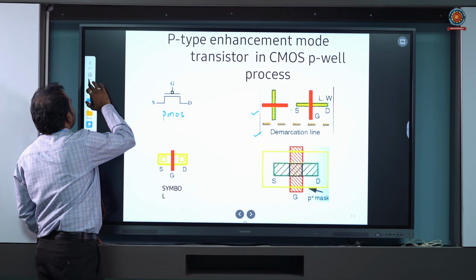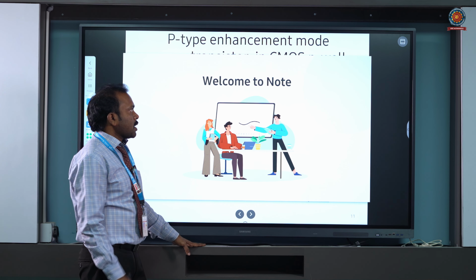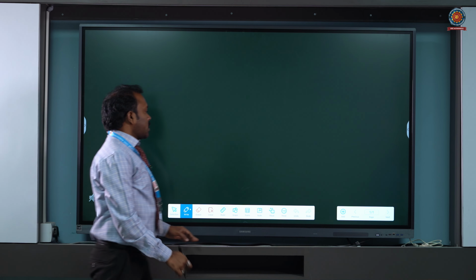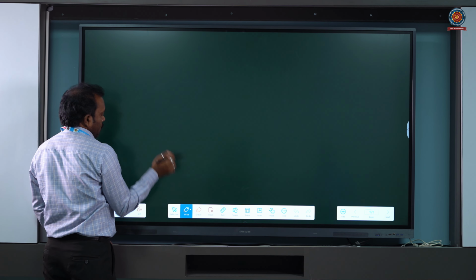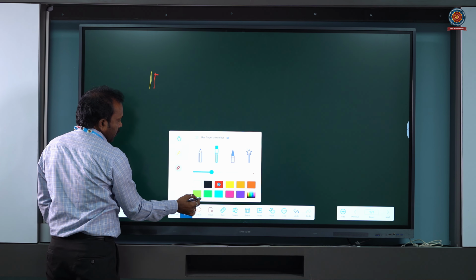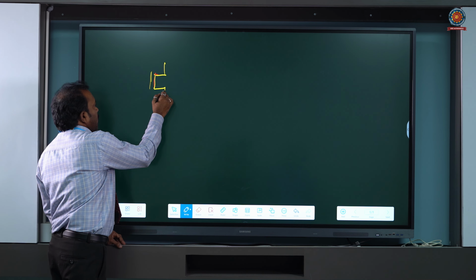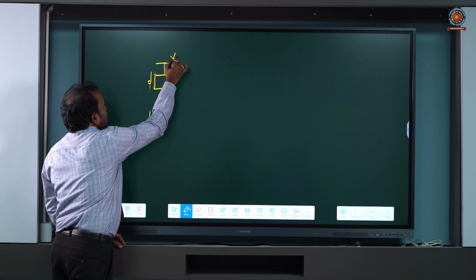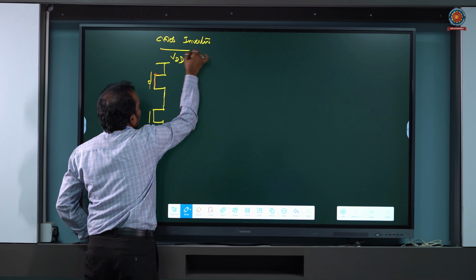Now let us take one example with an NMOS transistor and PMOS transistor, that is a CMOS circuit, where we have both NMOS as well as PMOS. Here we connect the power supply. This is the CMOS inverter that I am drawing here, and we need to draw its stick diagram.